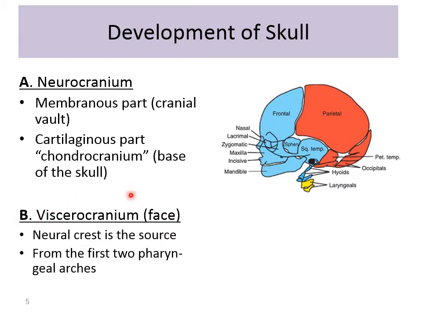The second part of the cranium or the skull is the visceral cranium or the face. The facial bones, frontal, nasal, lacrimal, maxilla, mandible, part of the sphenoid, part of the temporal bone, squamous temporal bone, and the hyoids, come from the neural crest. Neural crest is the source, and they come from the first two pharyngeal arches. So this is a brief overview of the development of the skull.